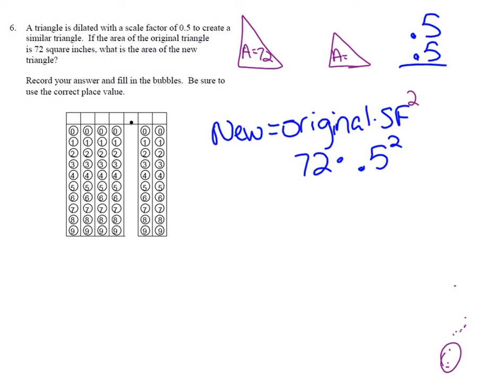Okay, 5 times 5 is indeed 25. But how many decimal places are there? There's 2 decimals, 1, 2. So 0.5 squared is not 2.5, it's 0.25.